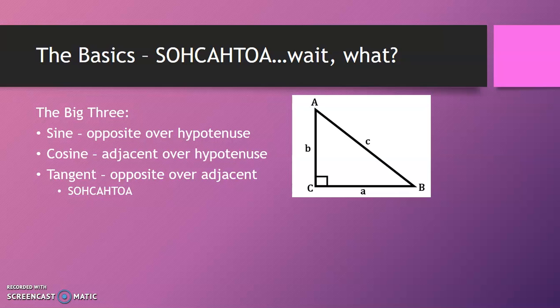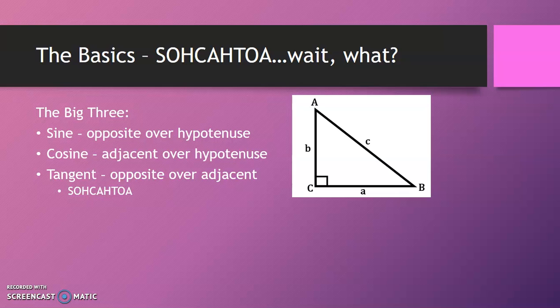The SOH comes from your sine. Sine for the S, and then O and H for opposite and hypotenuse. CAH is for cosine function. C is cosine, A is adjacent, H is hypotenuse. Tangent, the TOA, T for tangent, O for opposite, and A for adjacent. So if you can remember this simple little phrase SOHCAHTOA, this will help you understand how to set up sine, cosine, and tangent for any problem.